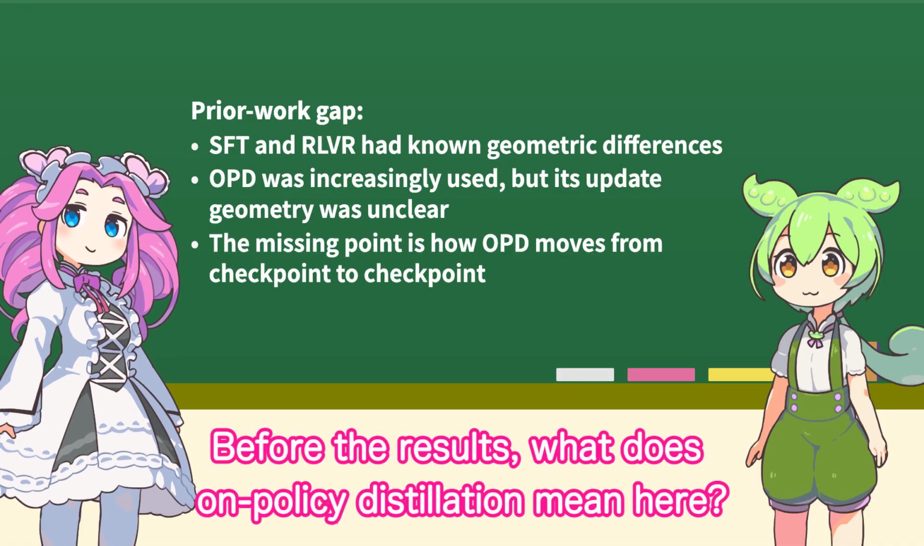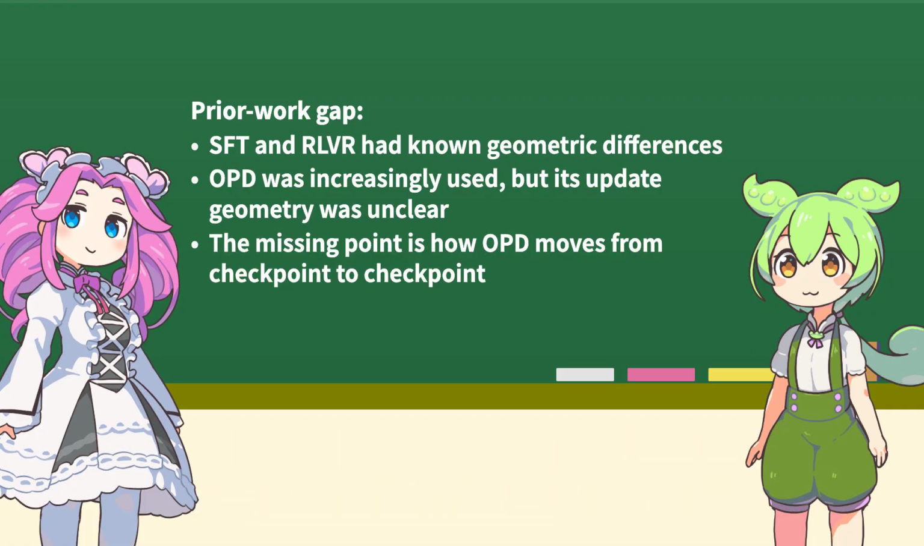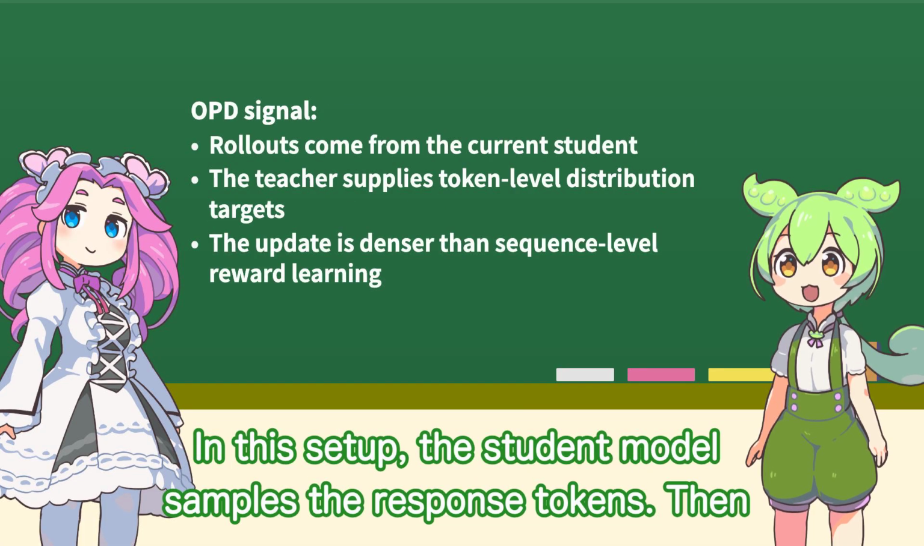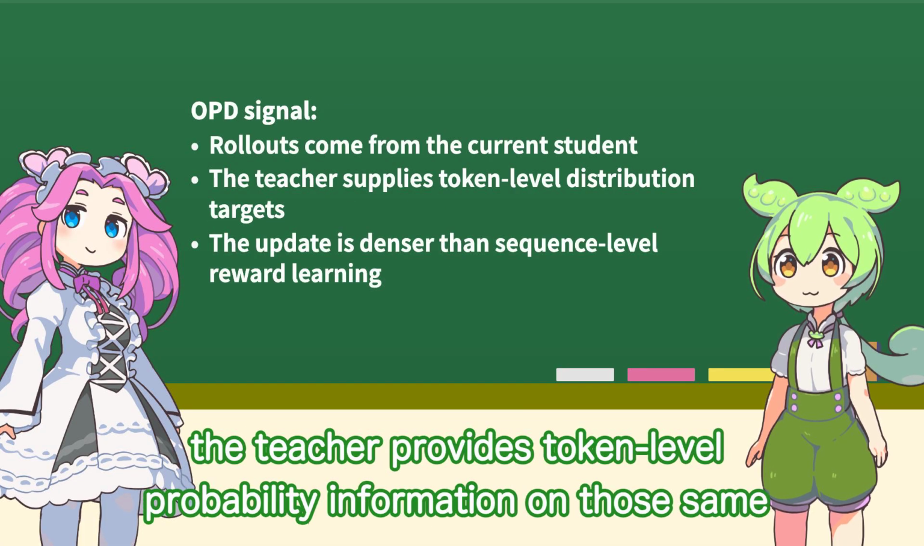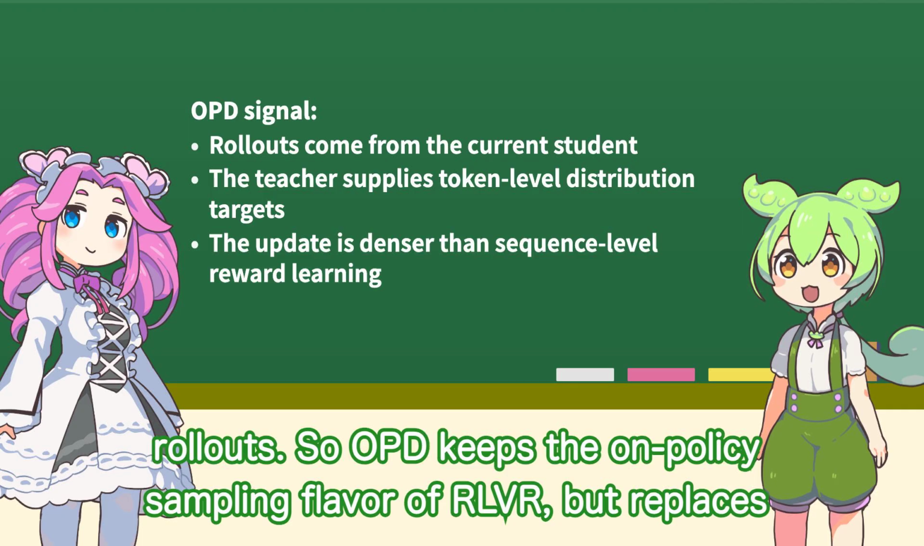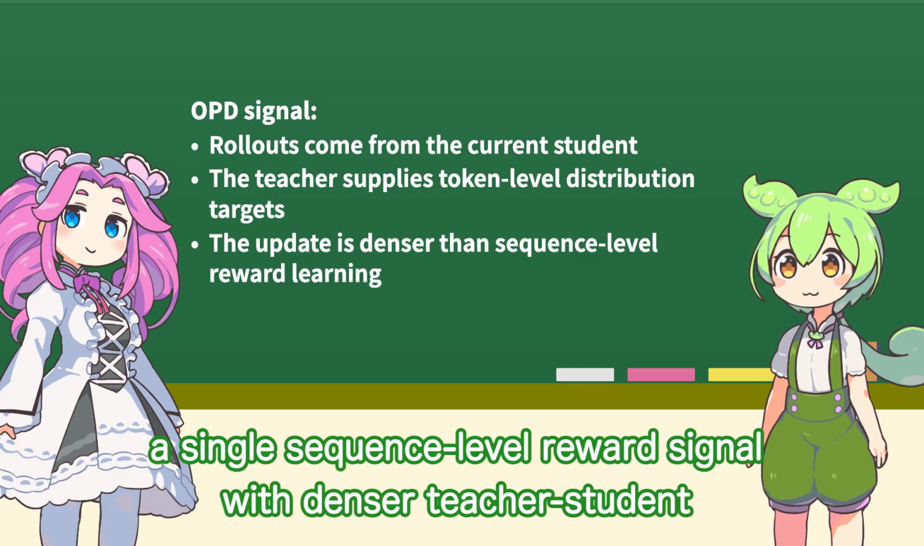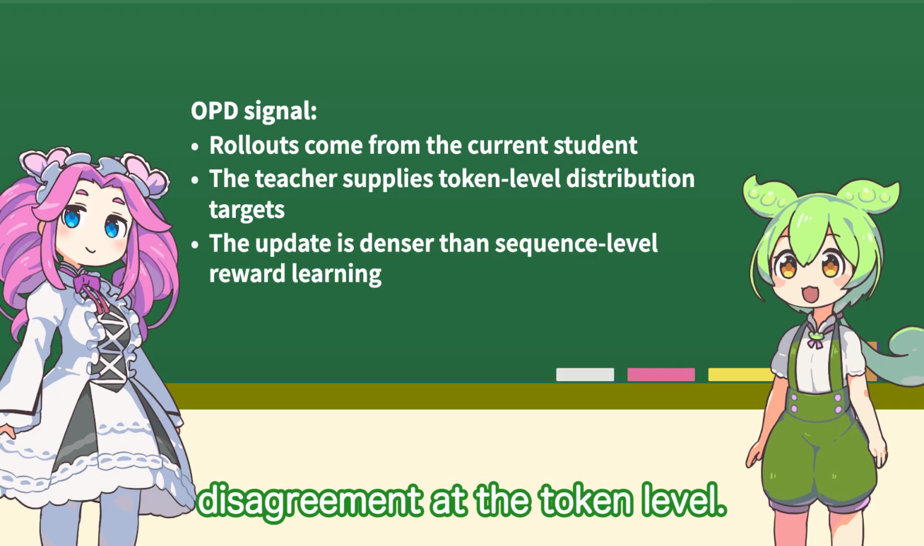Before the results, what does on-policy distillation mean here? In this setup, the student model samples the response tokens. Then the teacher provides token-level probability information on those same rollouts. So OPD keeps the on-policy sampling flavor of RLVR, but replaces a single sequence-level reward signal with denser teacher-student disagreement at the token level.